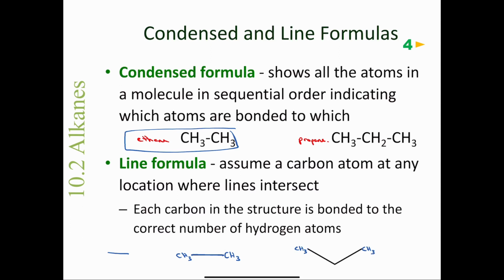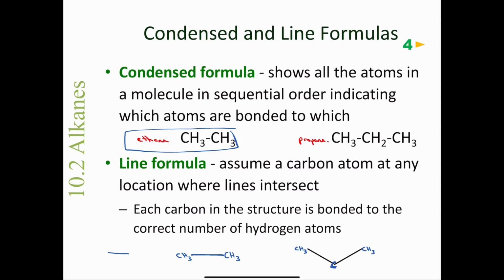And any points where two lines intersect, we assume that there is a carbon atom there and that the carbon is bound to the correct number of hydrogen atoms. Now, if we look at this carbon down here that I've just drawn, this one right here, it has two bonds attached to it that are shown.